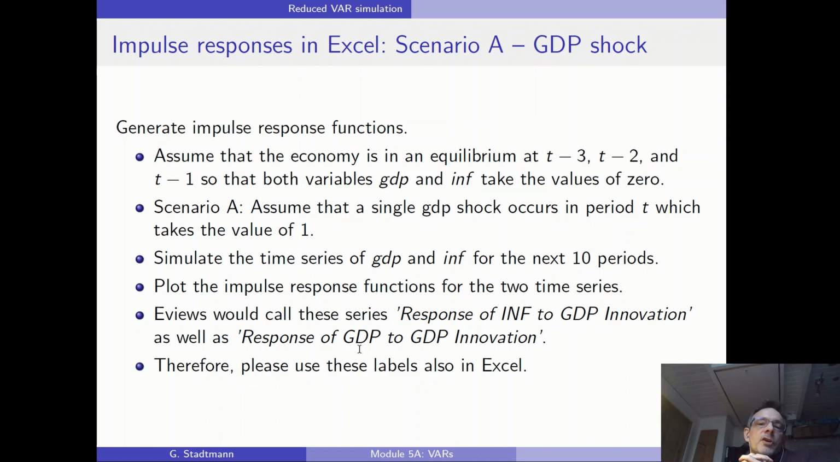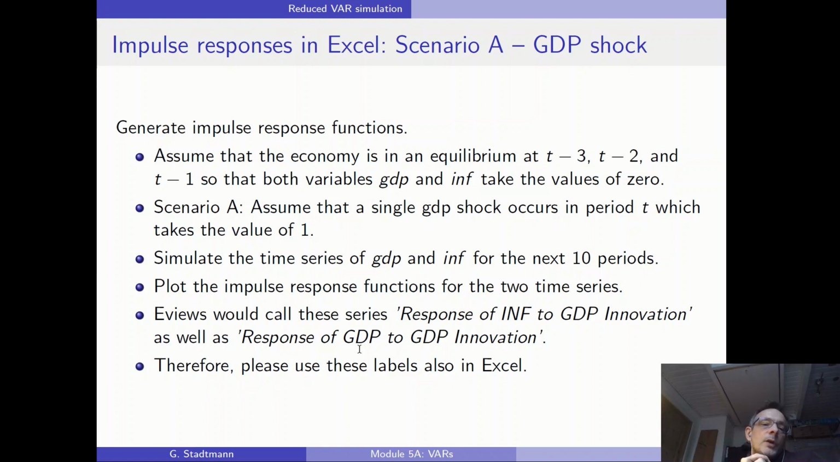We assume that the economy is in equilibrium in T-3, T-2, and T-1, so that both variables, GDP and inflation, take the value of 0. And then we assume that a single GDP shock occurs in period T, which takes the value of 1. We should simulate the time series of GDP and inflation for the next 10 periods. We should plot the impulse response functions for the two time series.